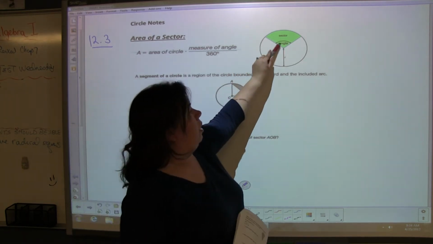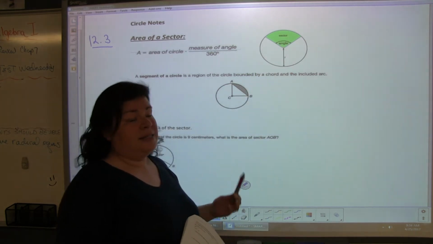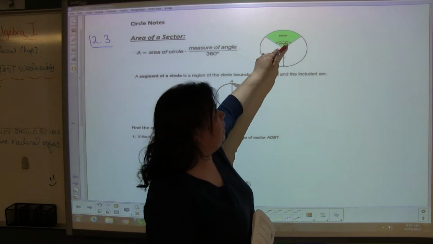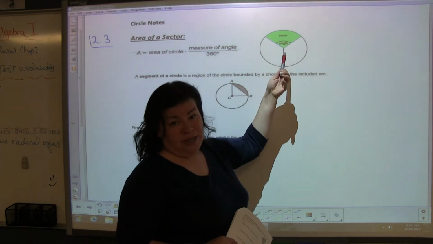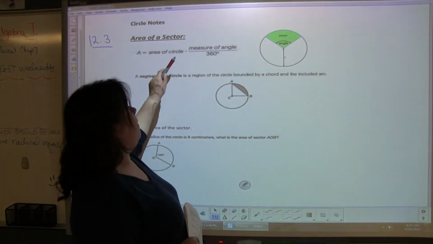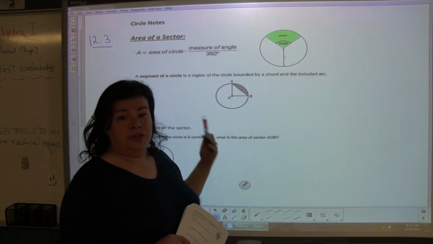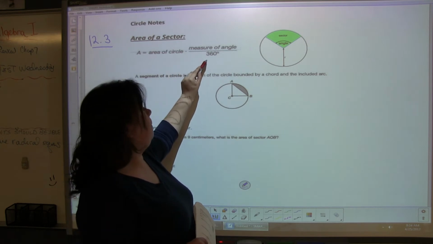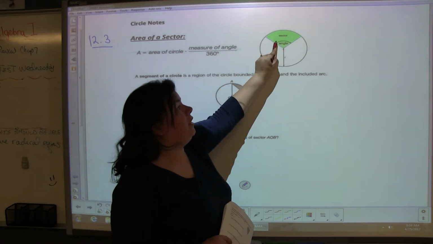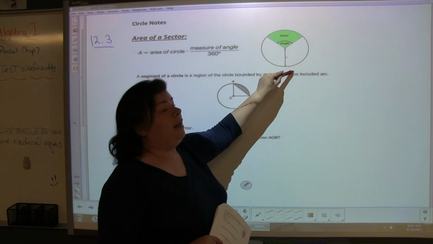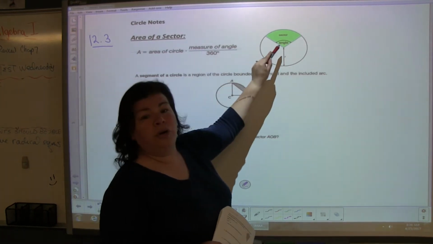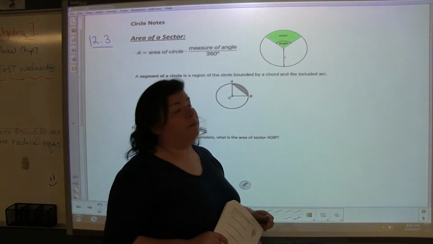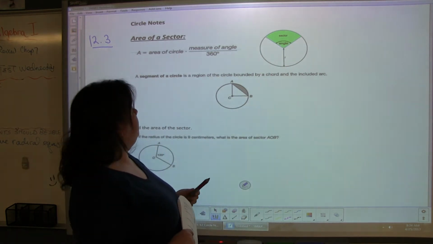So if you look, all of this highlighted green is a sector. So you find the area of this region here, which we call a sector. You find the area of a sector by taking the area of a circle, so we need that formula, and multiplying it by the measure of the actual angle and dividing it by 360, because that's the portion of a circle that this angle is part of. So we need to find that as well.